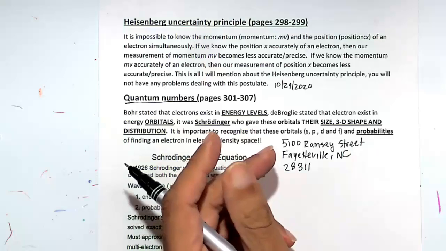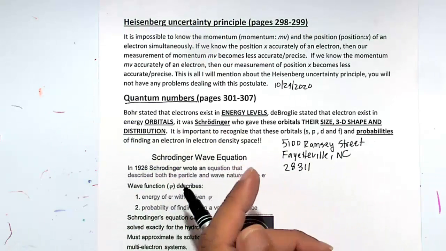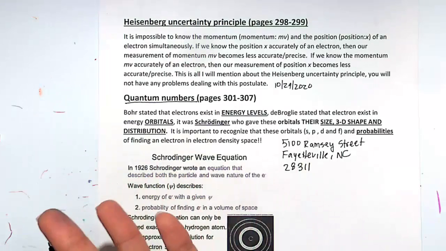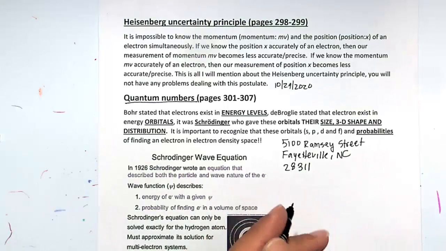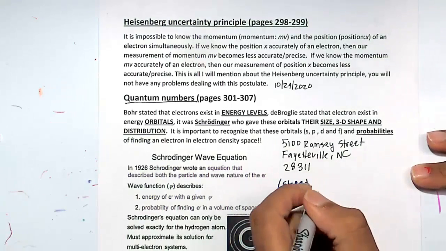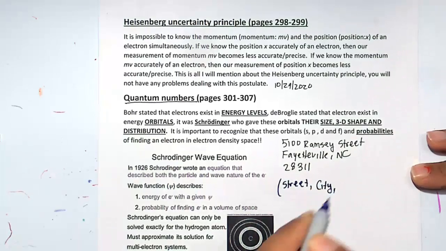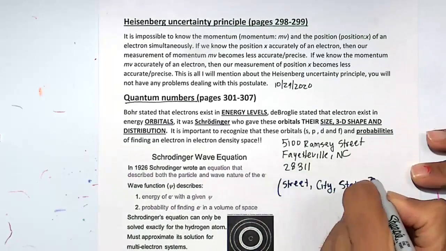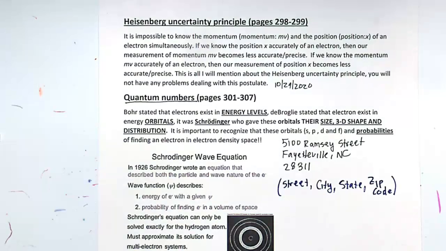So let me ask you, Elena, can you summarize this address using 4 terms, 4 items, or 4 categories, such that you give me those 4 items, I can get the address? Like the 5100 Ramsey Street is one part. Okay, what will you call that? Street, okay. Give me 3 more. And then the city. City, Fayetteville. Okay, 2 more. State. State. And zip code, okay. Street, city, state, zip code.